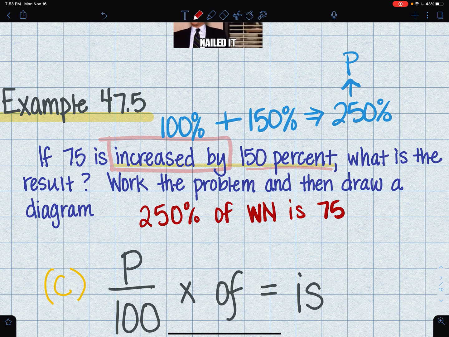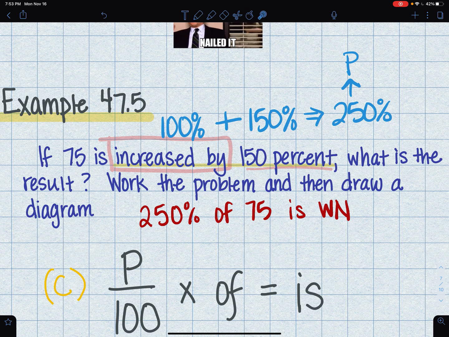No, that's wrong, isn't it? Let me try that again. 250% of 75 is what number? So let's read it again and see if it makes sense. If 75 is increased by 150%, so that means a total of 250, what is the result? So 250% of 75 is what number?